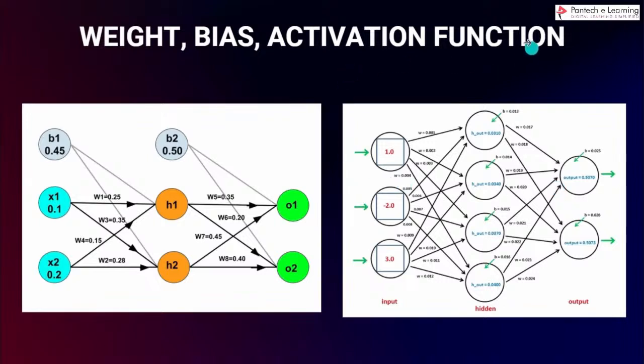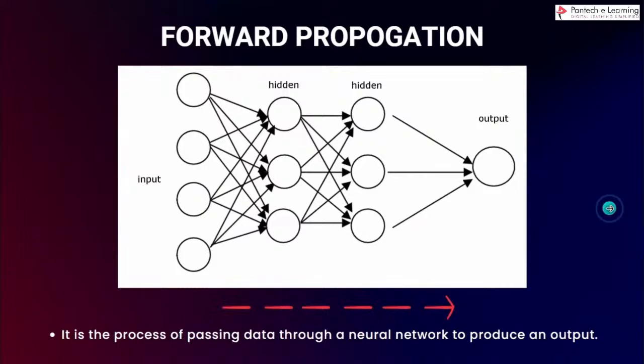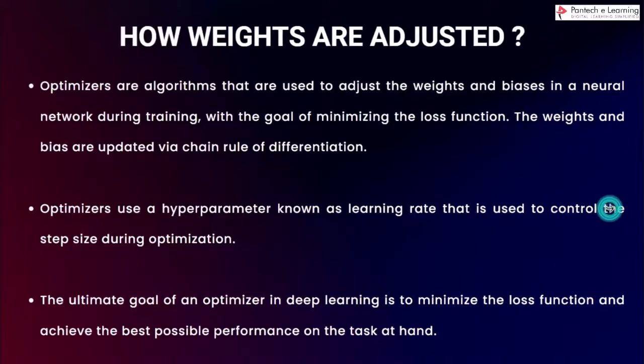Okay, activation function we will discuss later. It is a function that gets some input and gives you some output. But focusing on weight and bias, bias is a constant, and weight is a value assigned for the importance of each input. How these weights are adjusted, we have something known as optimizers, which are algorithms that are used to adjust the weight and bias in a neural network.